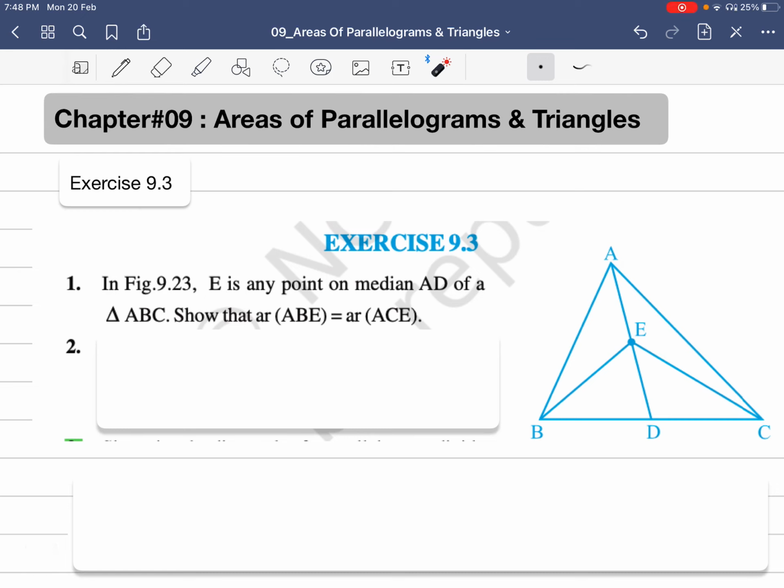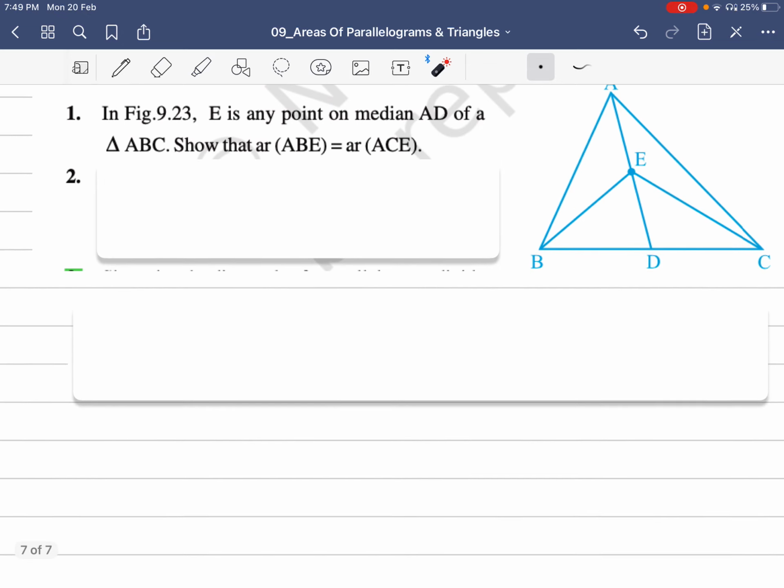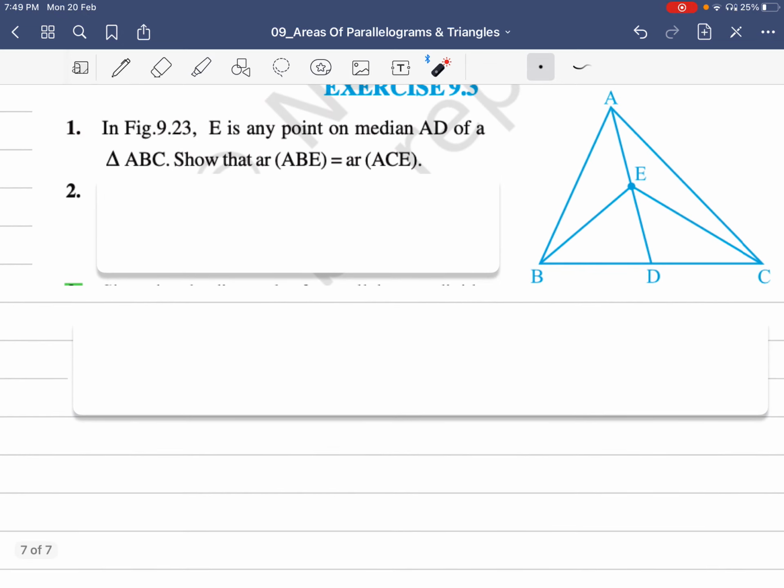So in this video, we're going to see problems from exercise 9.3, which belongs to chapter number 9, areas of parallelograms and triangles. Okay, so we're going to see exercise 9.3. So the first problem is, we are going to see this problem number 1. Now let's read what the problem says.